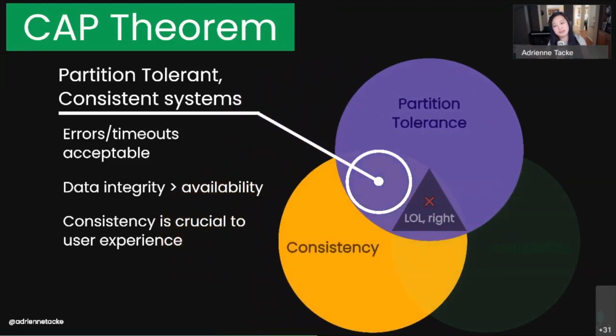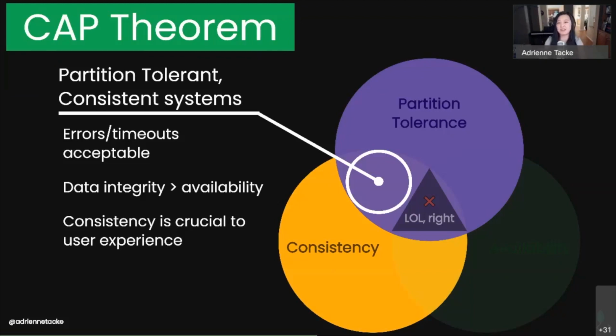In partition tolerant consistent systems, obviously we're sacrificing availability. But if we choose or build a system like this, when consistency cannot be ensured, we will probably get errors or timeouts. And in this kind of system, that should be acceptable because we care more about data integrity rather than the availability of our system. So if consistency is crucial to the user experience, these are some factors you would consider, maybe leaning towards a partition tolerant consistent system.